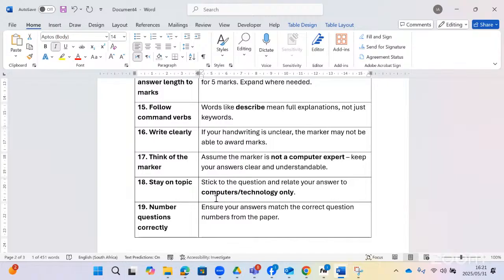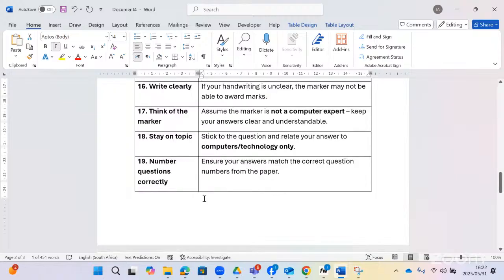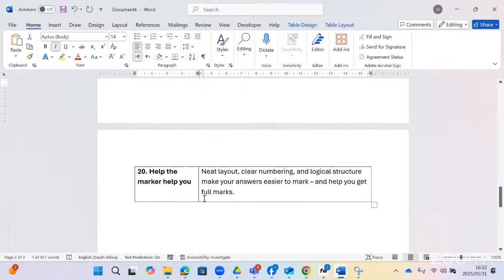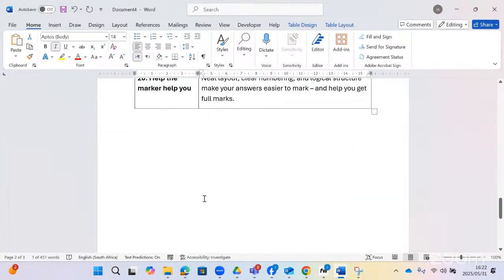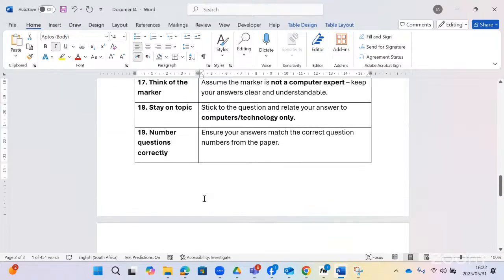Stay on the topic or the terminology. If the question is talking about something related to computer or hardware, you must stick to it. If it is talking about the software, also stick to that. Number your questions properly and help the marker so that the marker will also help you. So basically, these are the tips for answering theory questions.